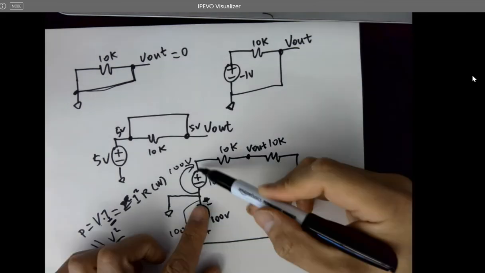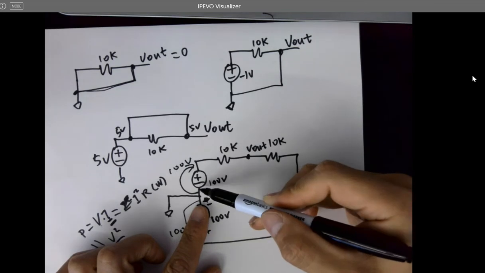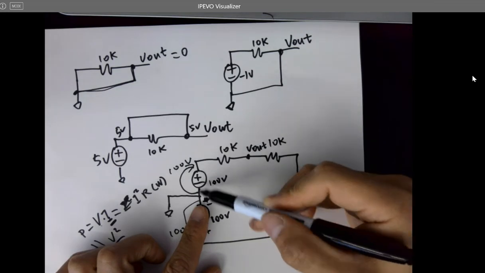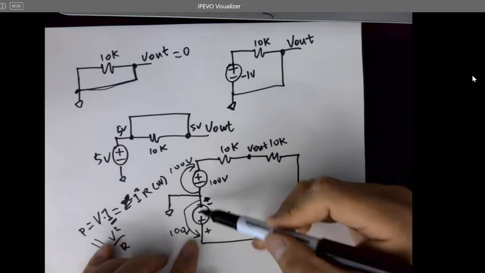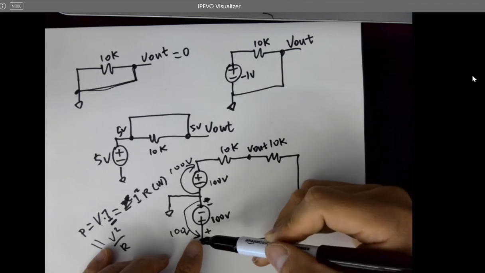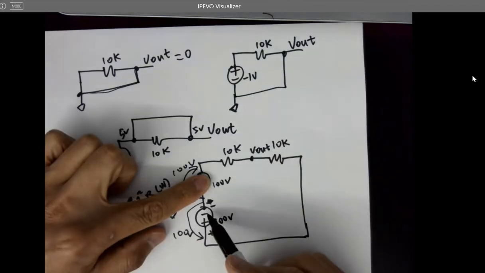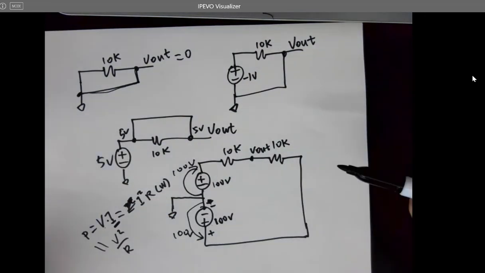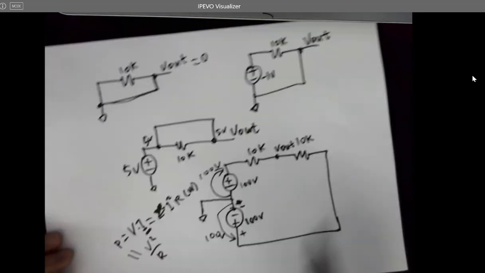You have to assume that one voltage source is being used and the other one is shorted. And then you do it for the other source, and you calculate the overall current and voltages for each component. And you superimpose the values on each other. So let me do it really quick.